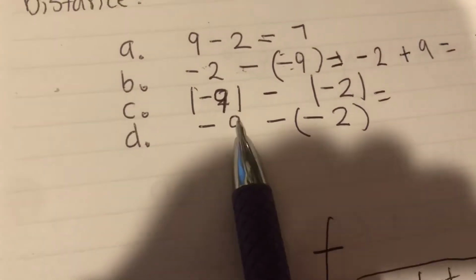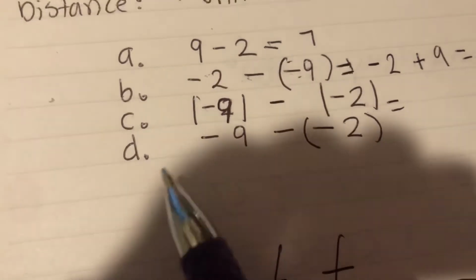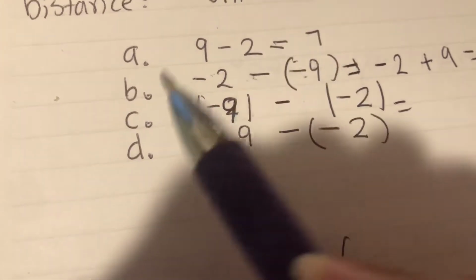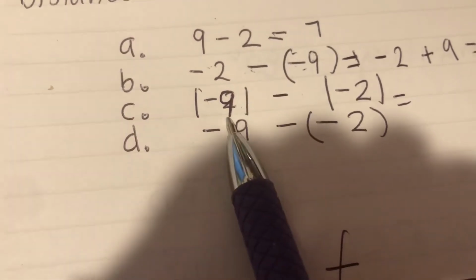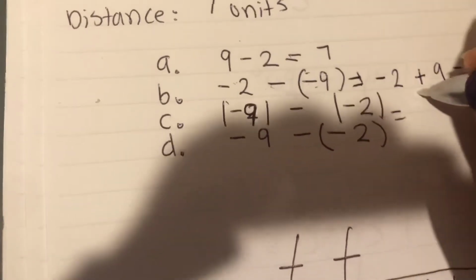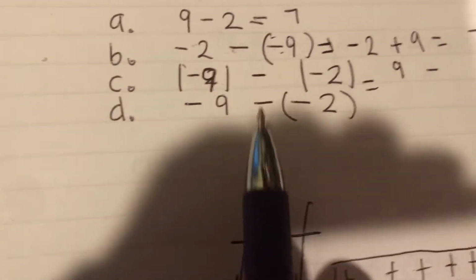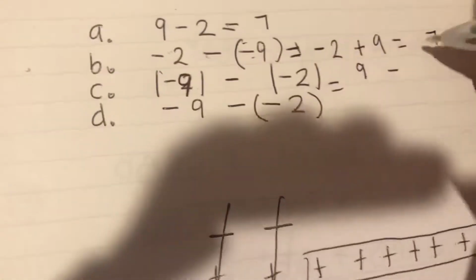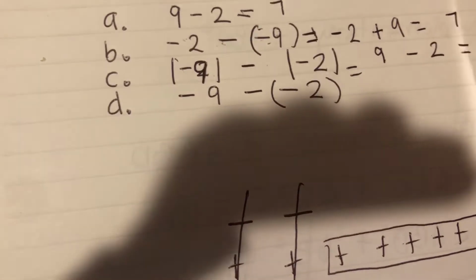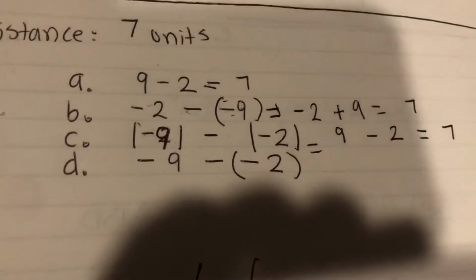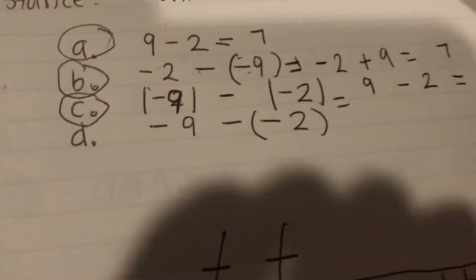Next, this should have been the absolute value of -9 minus the absolute value of -2. Remember, absolute value means the distance between that number and 0, so it's always positive. So the absolute value of -9 is just 9, minus the absolute value of -2 is 2. And that also will give me 7. So far, we have A gives me 7, B gives me 7, C gives me 7.